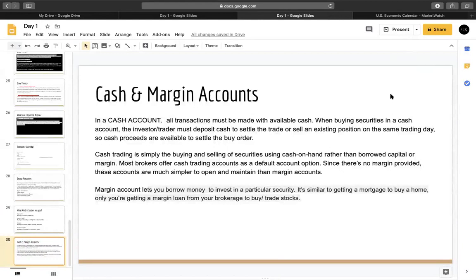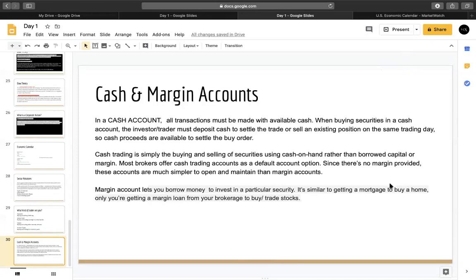Cash and margin accounts. Who has a cash account? Who has a margin account? So if you're on Robinhood, you cannot have a cash account, right? You're stuck with margin. It used to be you could have a cash account on Robinhood, not anymore. I don't know why, but it's not there anymore. Yeah, you can't trade options on there. So in a cash account, all transactions must be made with available cash. I'm gonna show some risk management after this to end the class, but after I explain all this.